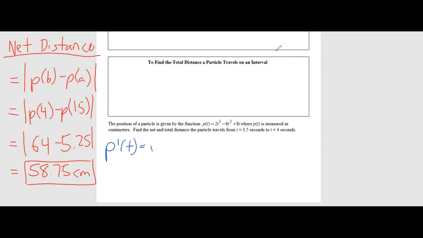So P prime of t is equal to V of t, which here we get 6t squared minus 12t plus 8. So again, I'm checking the velocity function to see if that velocity changes signs over that interval. Two places we could look for where it could change signs. One where the derivative is undefined. This is a polynomial, so it's not going to be undefined over 1.5 to 4. The other spot is we could check to see if it equals 0.